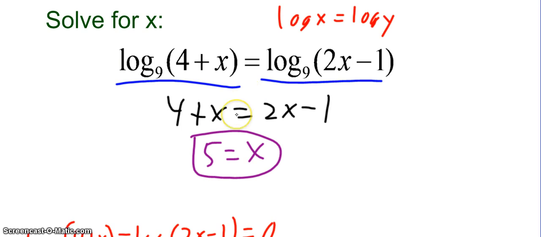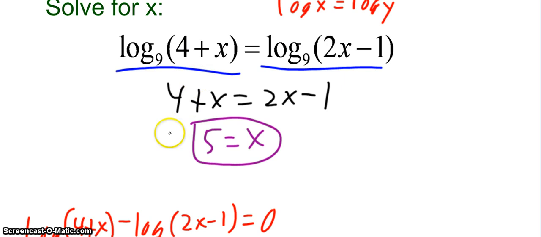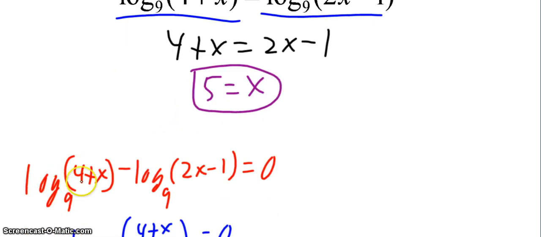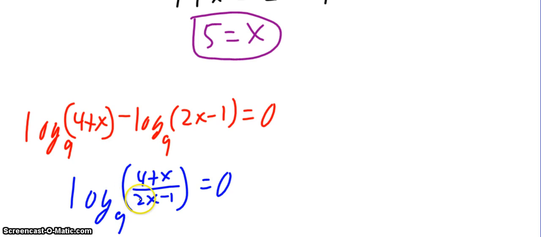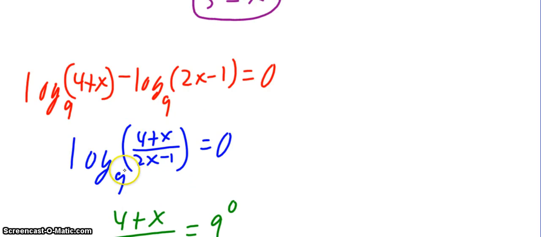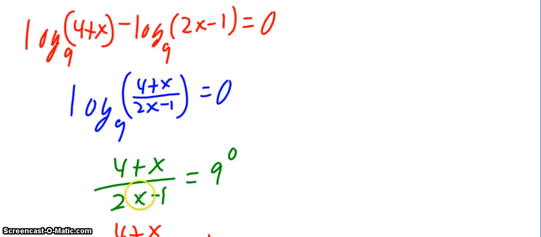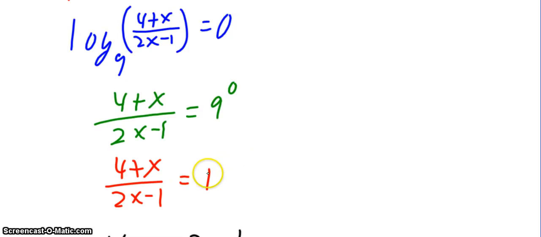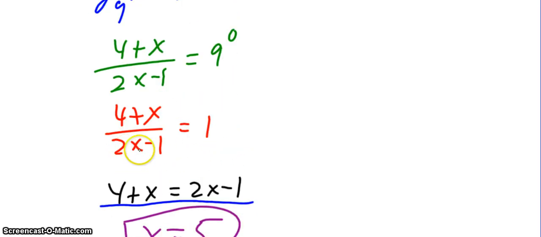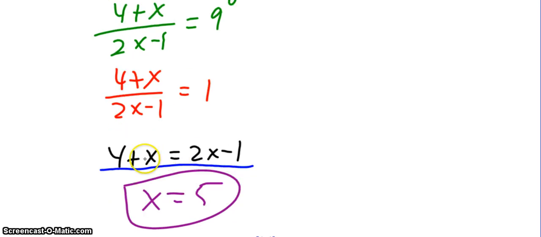That's okay. Then the other way to go about this would be to subtract one of the logs to the other side. So I can say log base 9 of 4 plus x minus log base 9 of 2x minus 1 equals 0. Because I have the same base, I can combine these into a single log with division. So log base 9 of 4 plus x over 2x minus 1 equals 0. Now I get rid of the log by changing this into an exponential equation. So 4 plus x over 2x minus 1 equals 9 to the 0th power. Anything to the 0 power is 1. Multiply both sides by 2x minus 1. This is a rational equation now. And then solve again, and I get x equals 5.